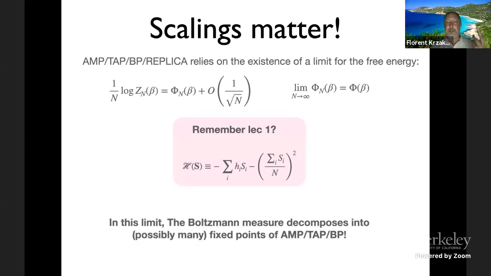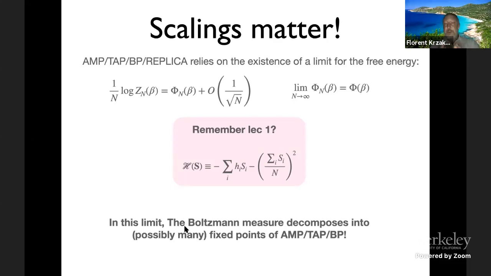Now, why is it fundamental? Because the whole credo, the whole belief of physicists is that what you do here is decompose the Boltzmann measure into many fixed points of TAP, AMP, BP, or whatever. But these message passing algorithms, their fixed points correspond to a probability measure. And if you find all of them, you have the full probability measure. This is really what all the physics methods are using. This is really the important thing.